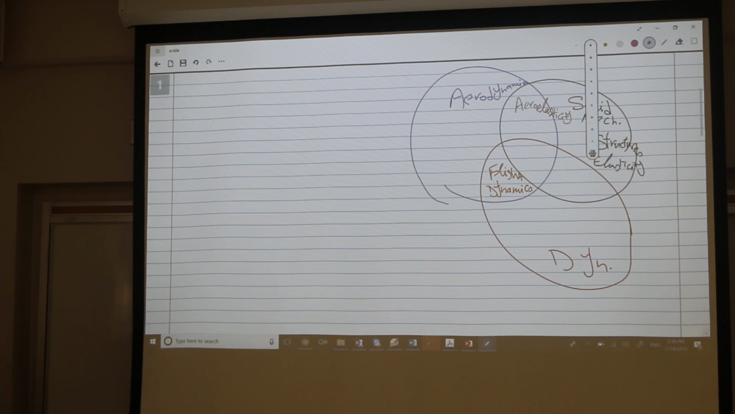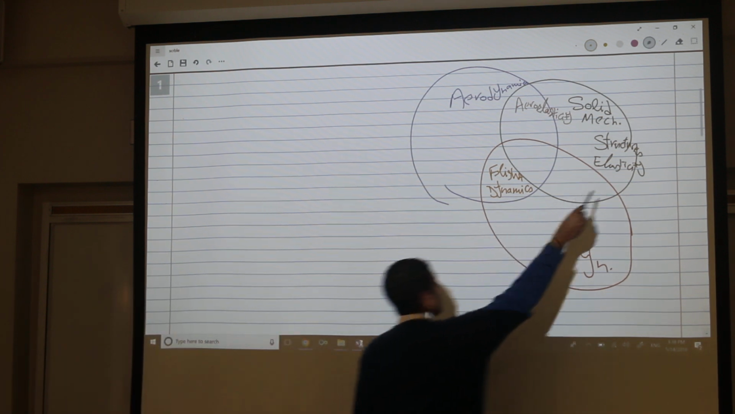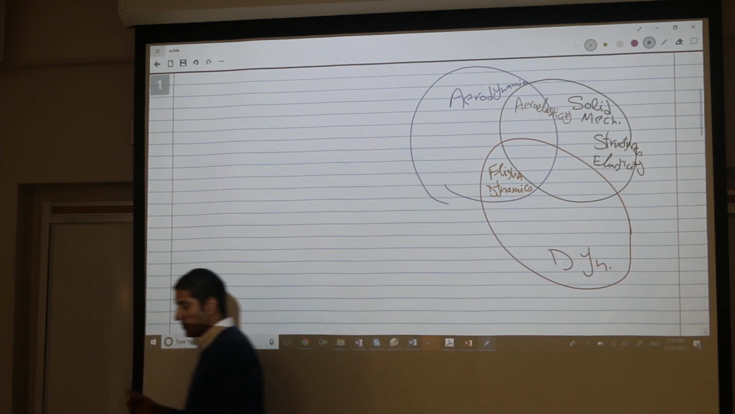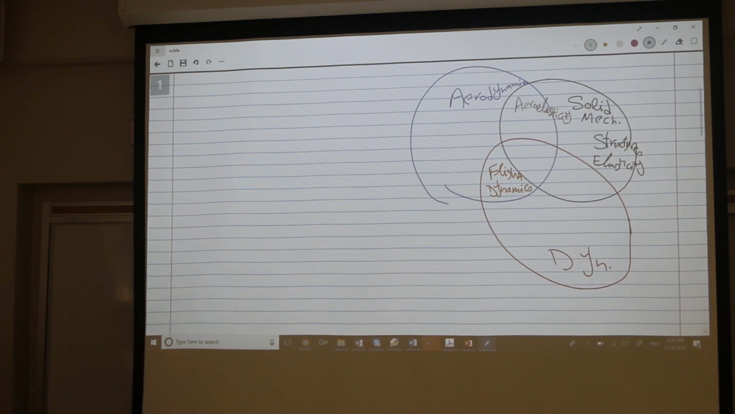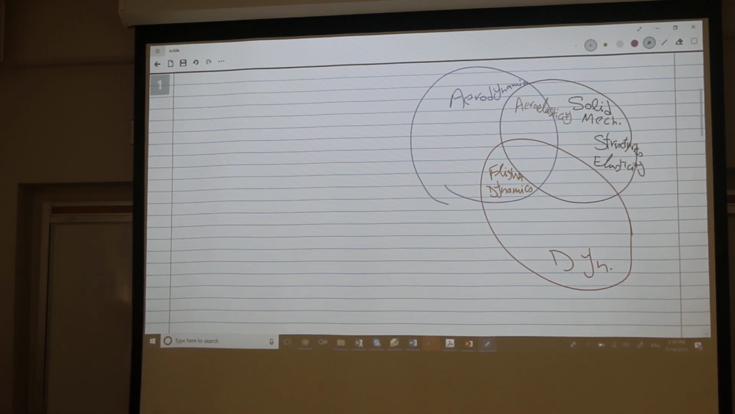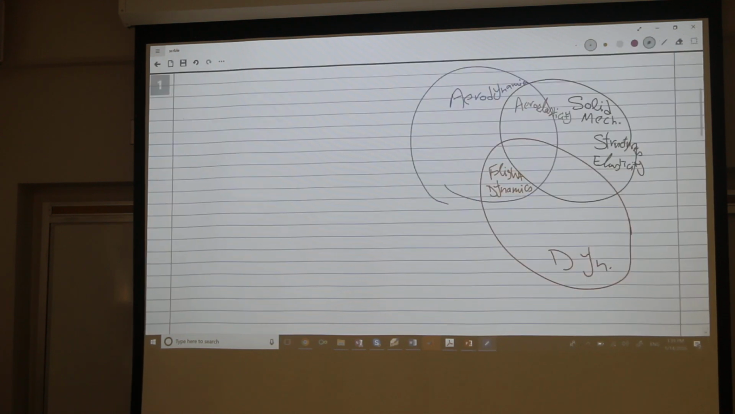And if you combine structure and dynamics, what do you get? Structure and dynamics, what do you get? Any suggestion? It's very simple, it's structural dynamics. Which is equivalent to, or sometimes another name, vibrations. Right?